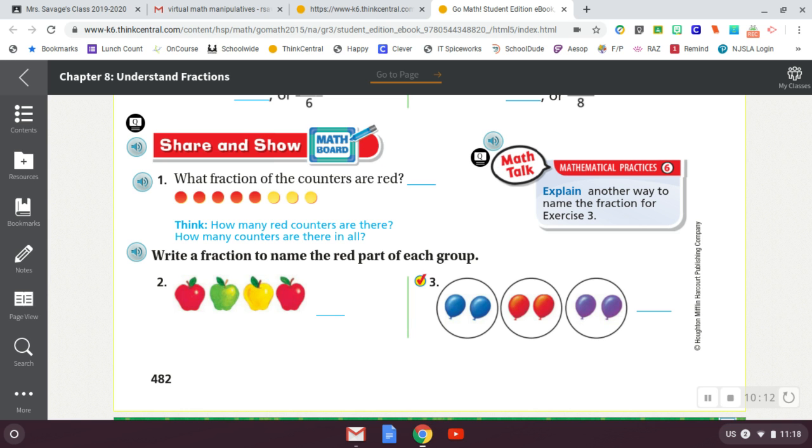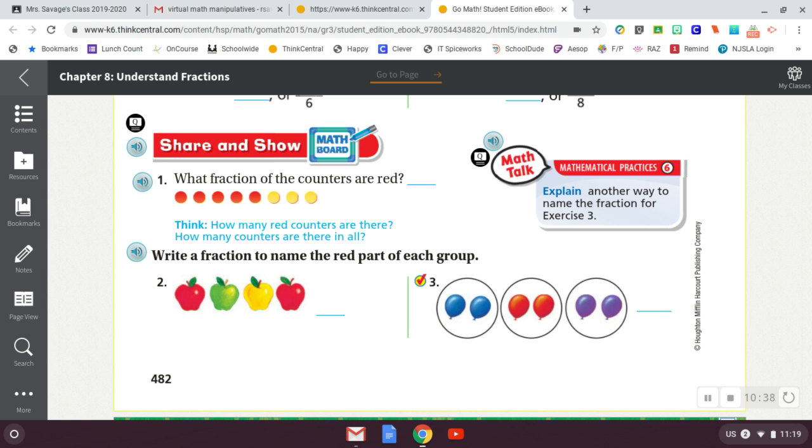So what's my denominator? Tell somebody near you. Remember, your denominator is group. So my denominator here is, you got it, 3. Now, I want the red part of that group. How many of those 3 groups are red? I hope you said 1, because 1 group has 2 red balloons.